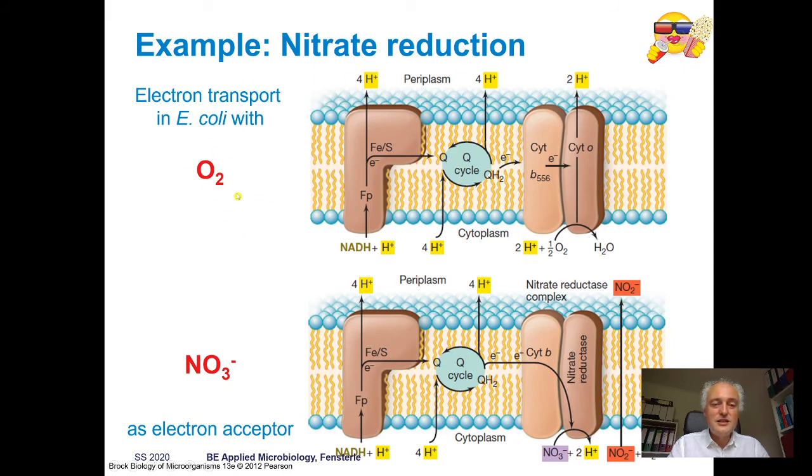Coli, you see this is how it's looking if you use oxygen as an electron acceptor. And if you then go to another electron acceptor, just this complex is changed to the nitrate reductase complex, and the remaining complexes stay the same. So you have a modular system that you use depending on the electron acceptor. Of course, nitrate can often be used by bacteria as an electron acceptor.